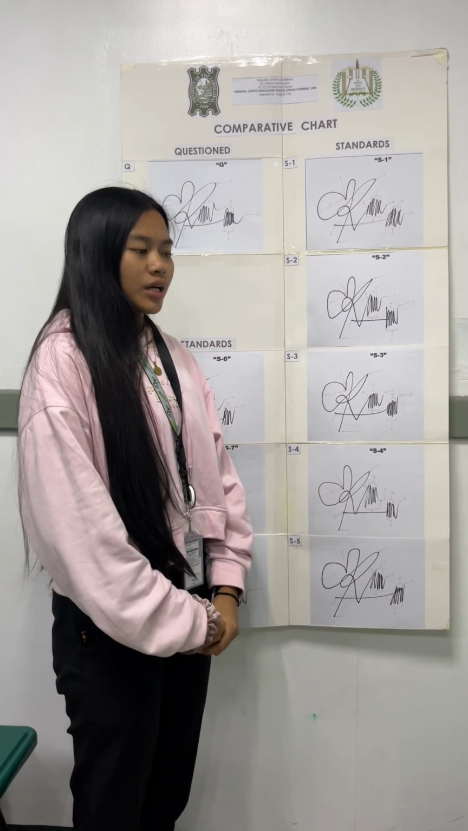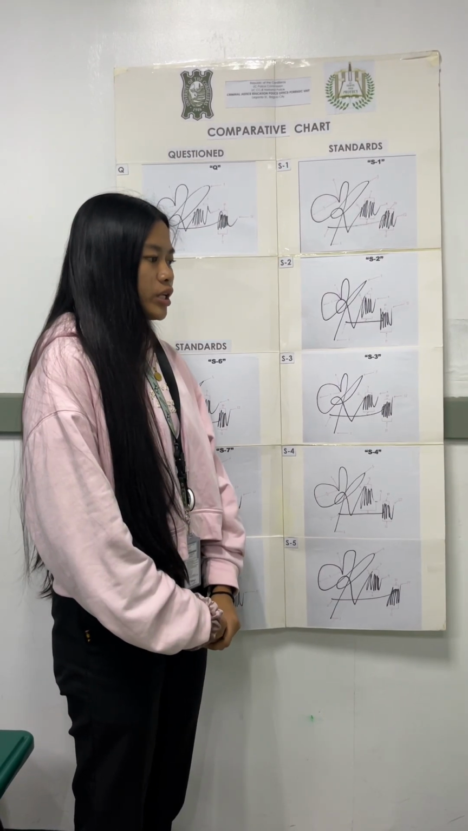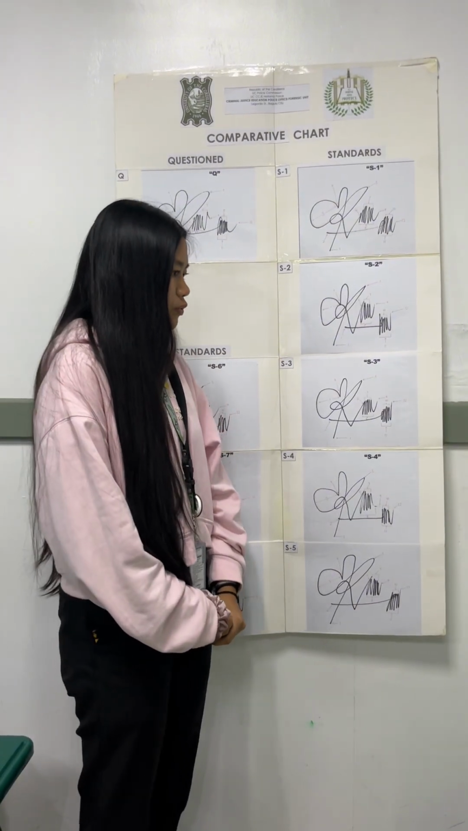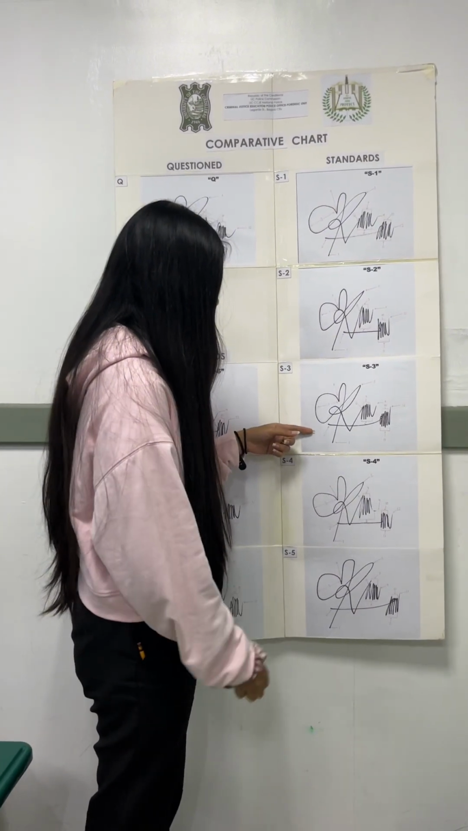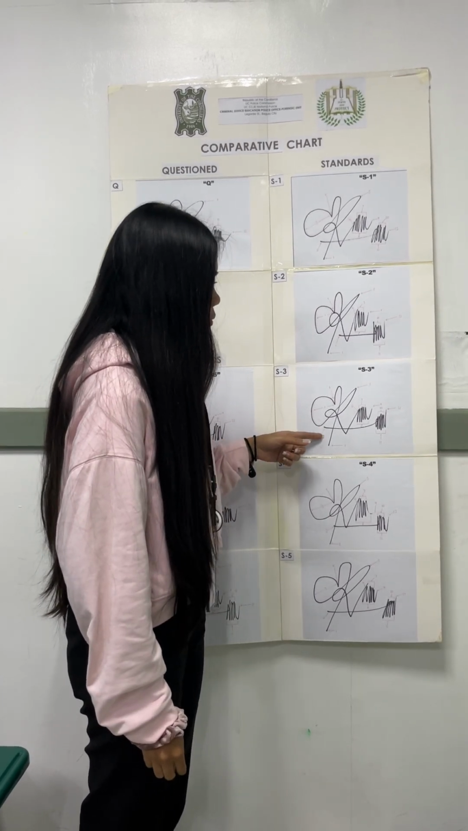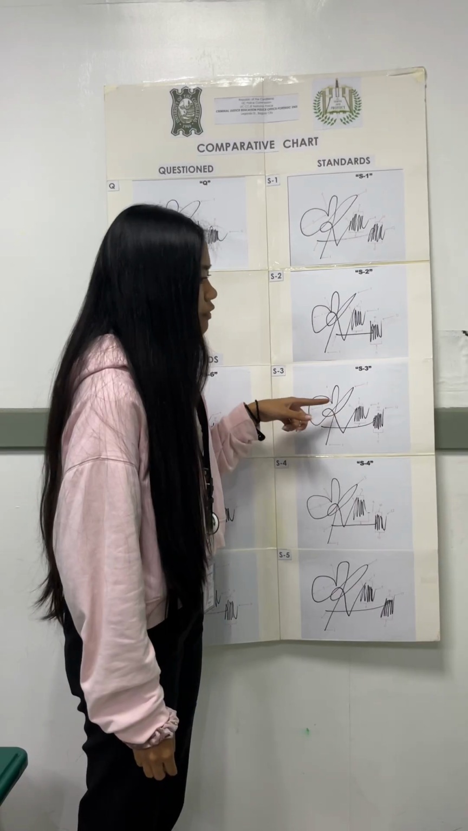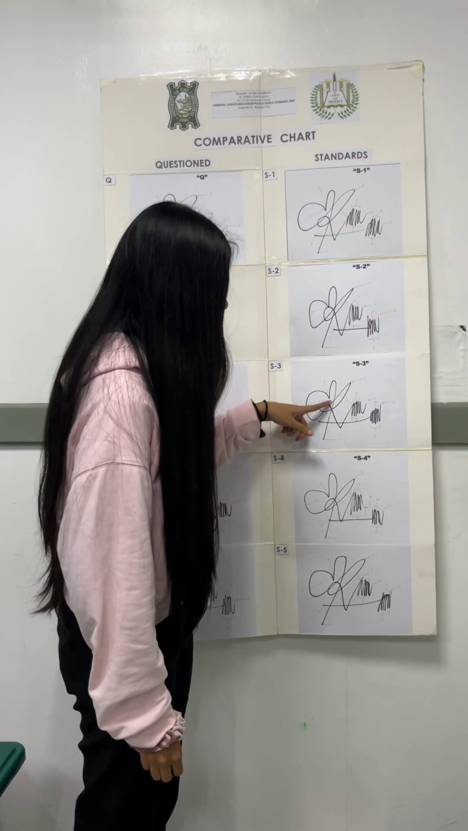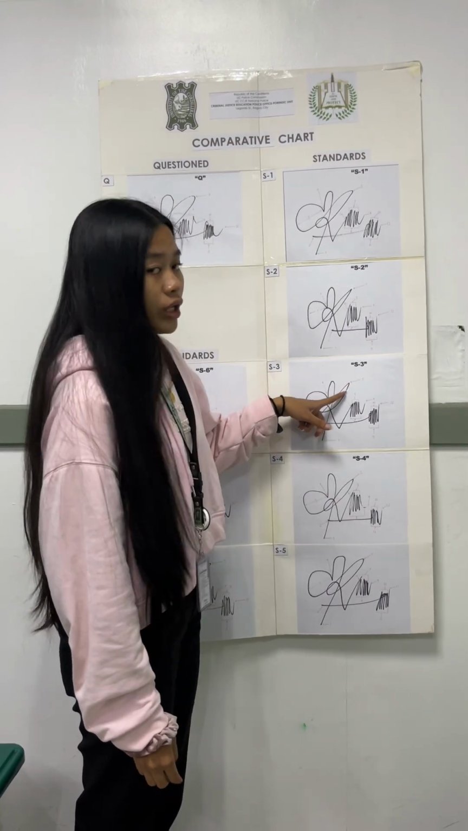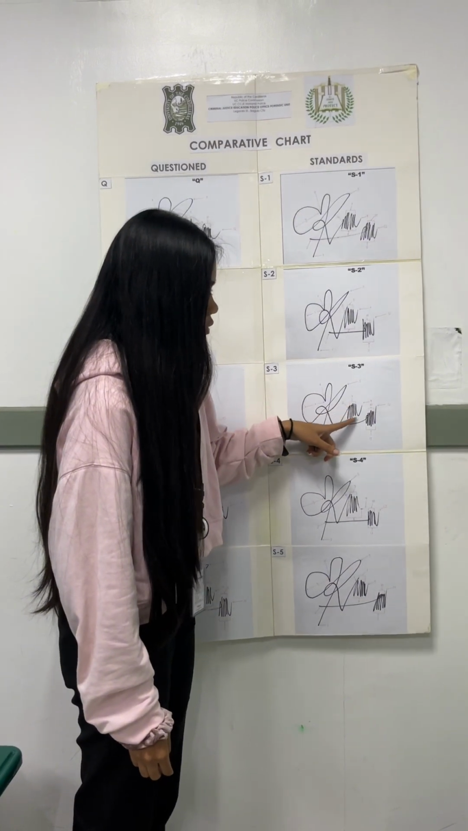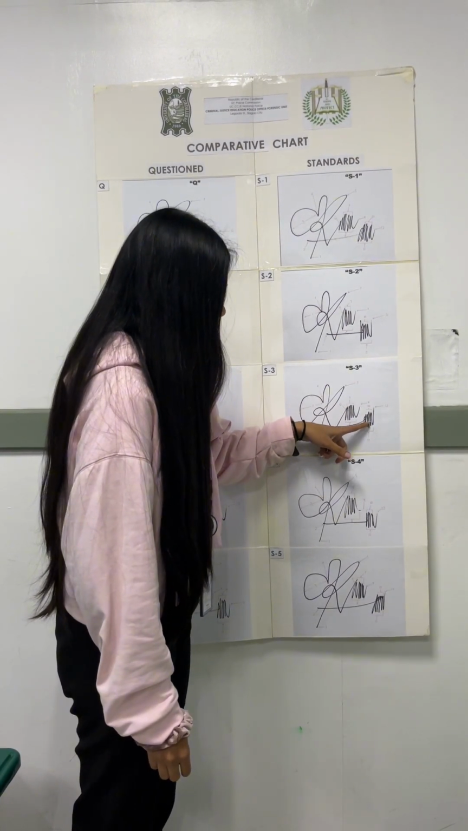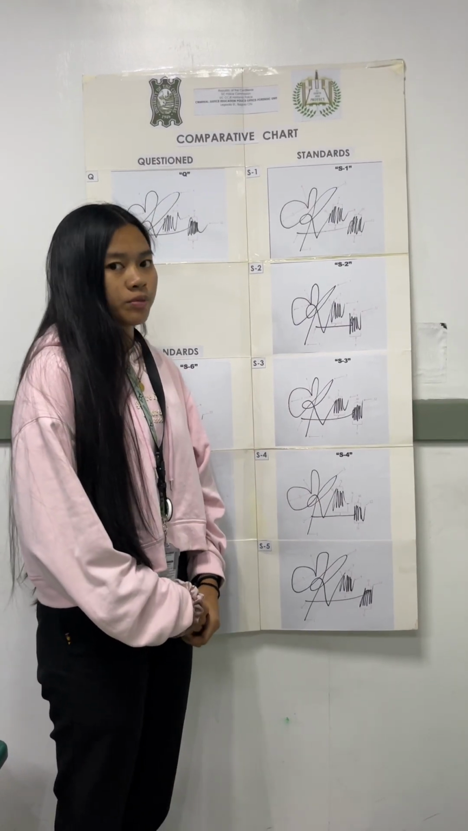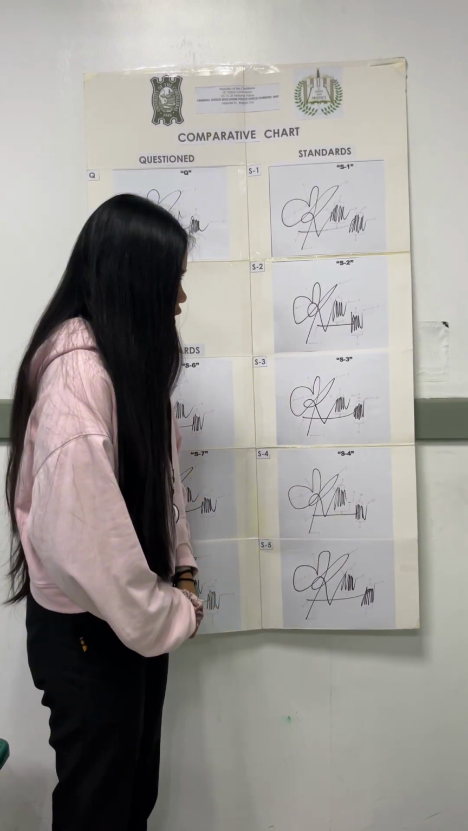So I will now discuss the characteristics of our standard number 3. First, let's start with its movement. The signature here in the standard number 3 is written in a fast manner because, as you can see, it has a lot of angular strokes or angular formations, like this one and this one also. Instead of having smooth curves, it forms angular strokes.